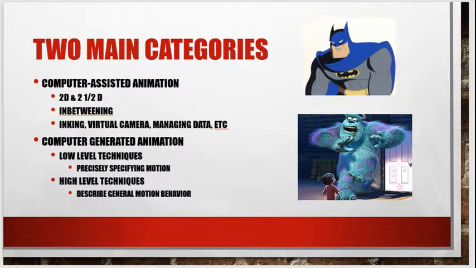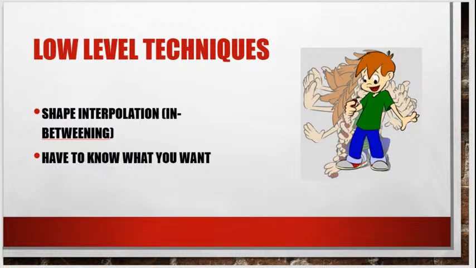Now let's move to computer generated animation and see what the low level technique and high level technique are. First, let's see the low level technique. It is divided into two parts. Mainly one way of doing the low level technique is known as shape interpolation in betweening. What is shape interpolation in betweening?